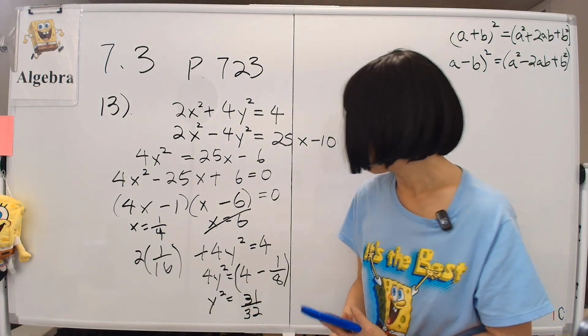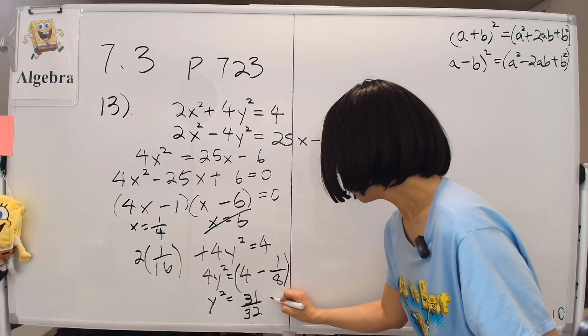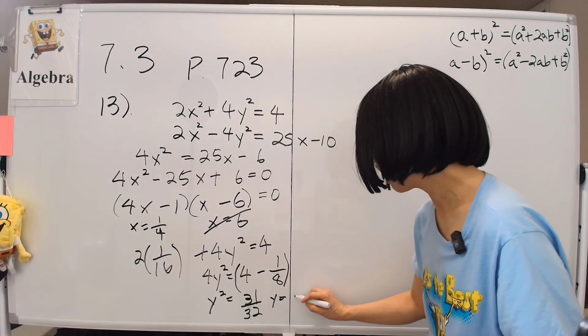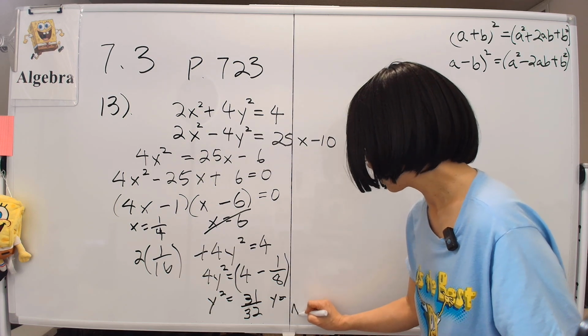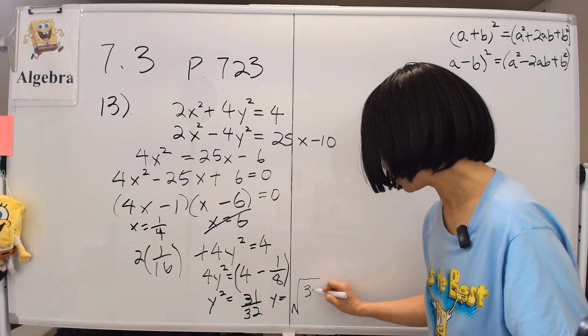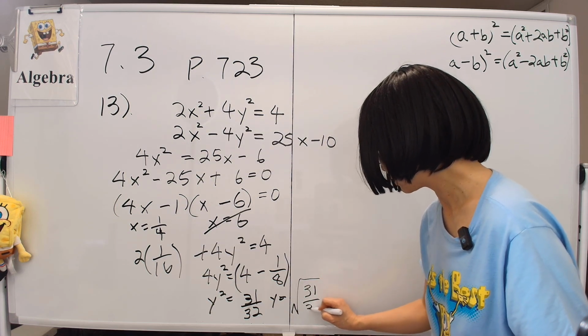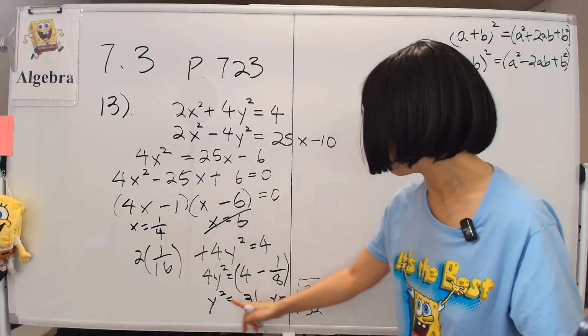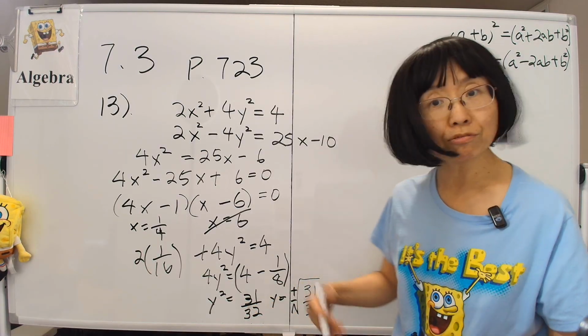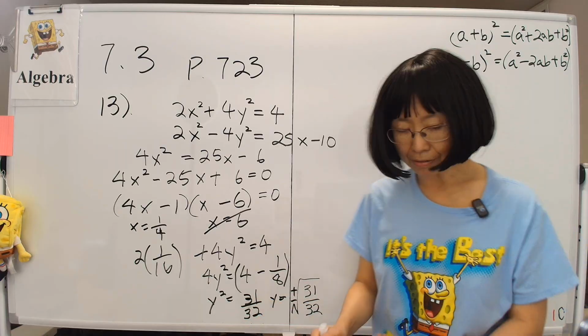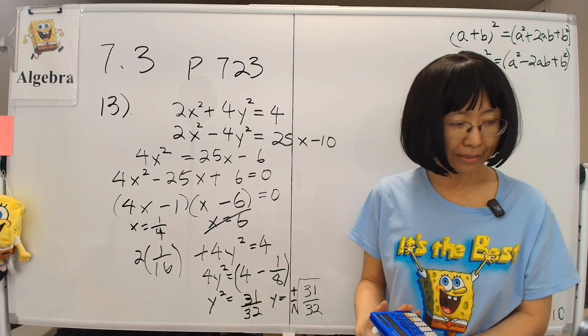Right, so y then equals the square root of 31 over 32. But that y can be positive or negative, because if y squared is that, then either the positive or the negative one will work. Now, the book answer says something different.